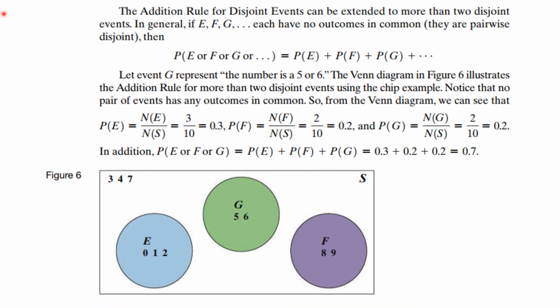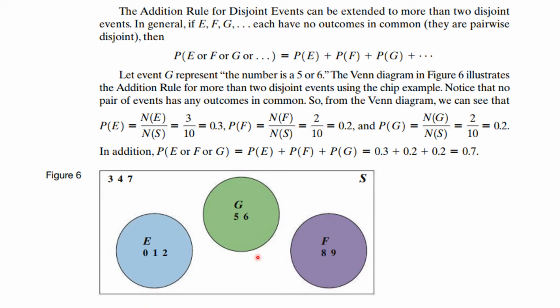This addition rule for disjoint sets can be extended to more than 2 events. That would be that the probability of E or F or G or so on is equal to the sum of the probabilities, as long as these are all disjoint events. And here you can see an example with 3 events.